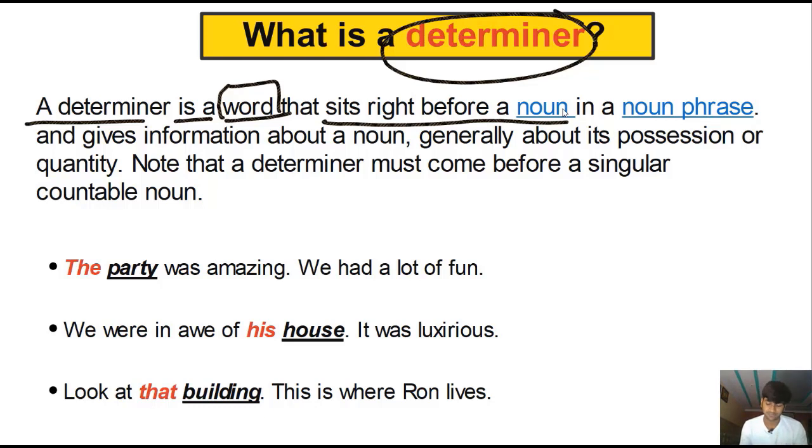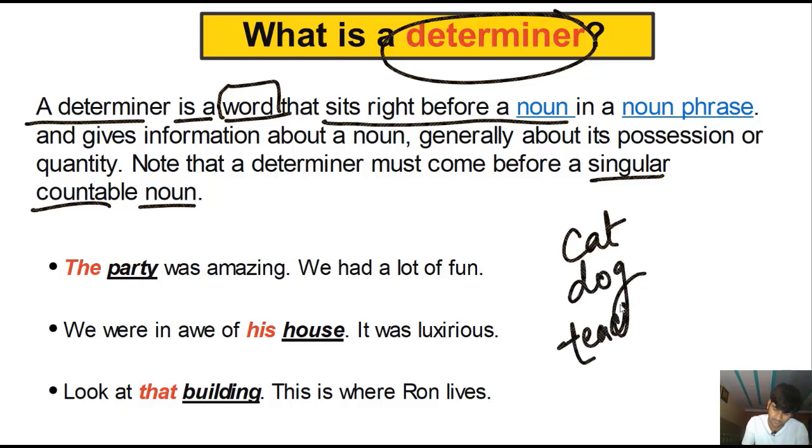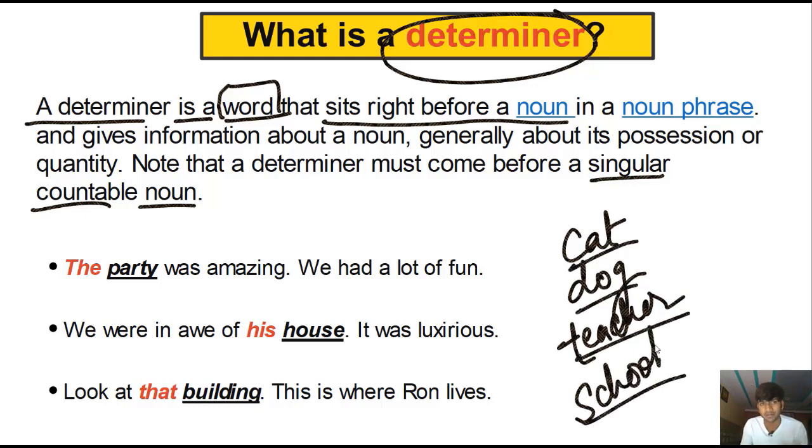And also note, if you have a singular countable noun in a sentence, which is one in number and can be counted, like cat, dog, teacher, right, school. So if you have a singular countable noun, a noun which is one in number and can be counted, you must use a determiner before it. This is something you have to understand.